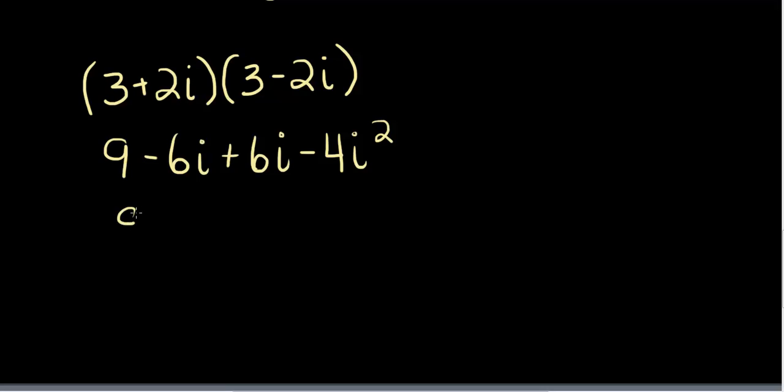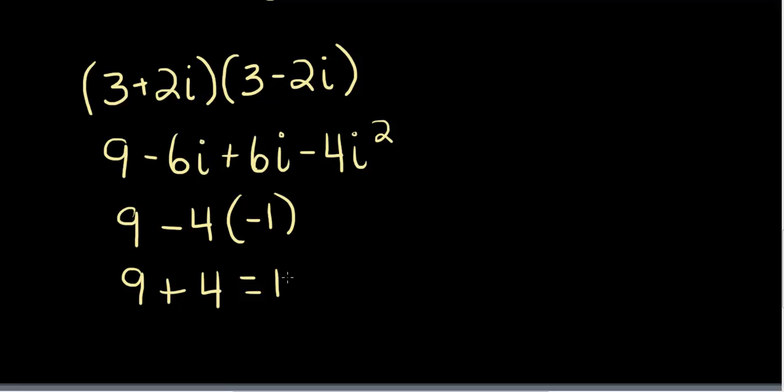So now we have 9, -6i plus 6i, that cancels out. -4i squared, but again I know that i squared is -1, so that's what I'm going to write. So 9, negative times negative, that is positive 4 times 1, that is 4. 9 plus 4, 13.